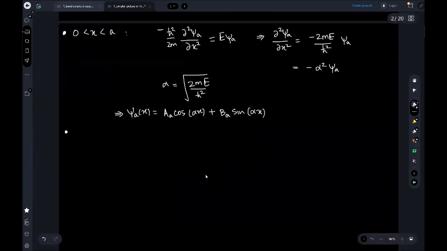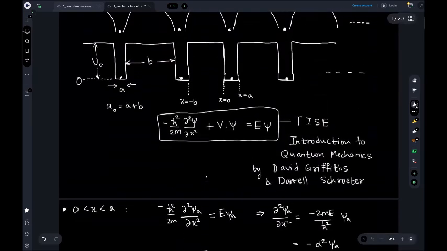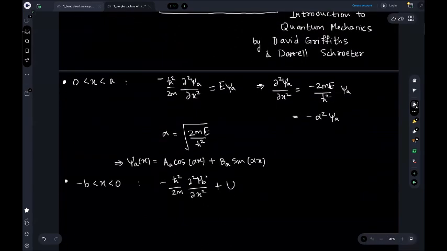Similarly, I'm going to talk about the region, which is this one. And again, I'm going to write the Schrodinger equation. And this time I'm going to refer to the wave function as psi B in this region. And so now we have this potential here, which is U naught. So we are going to have to write this term.